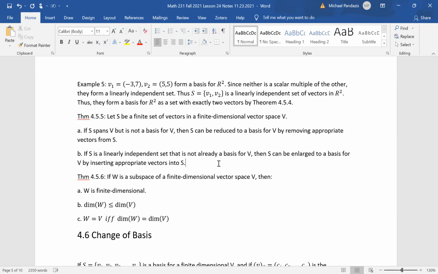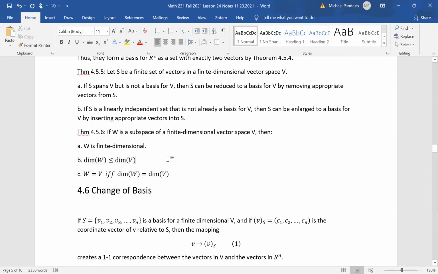Now theorem 4.5.6 says, if W is a subspace of a finite dimensional vector space V, then part A says W is finite dimensional. So if you start with a finite dimensional vector space V, then any subspace W of V is also finite dimensional. Part B says that the dimension of this subspace W is less than or equal to the dimension of V. And part C says W equals V if and only if the dimension of W equals the dimension of V. So that's that theorem.